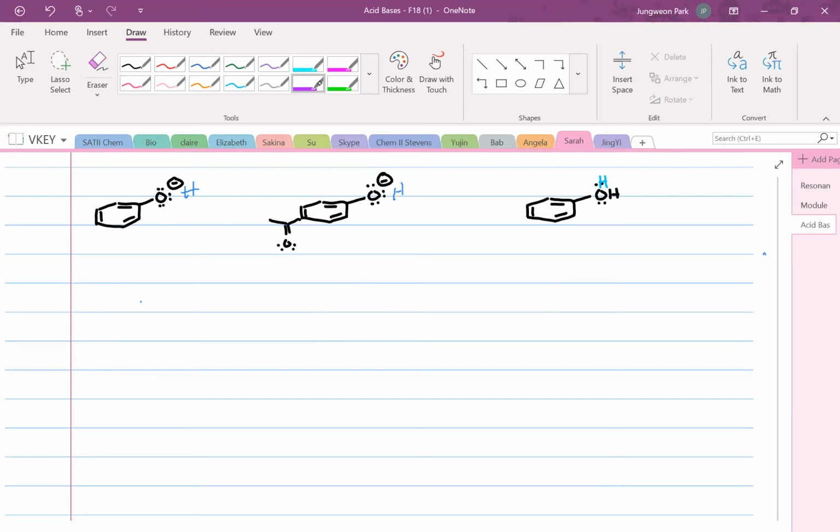Would this also be induction? These middle two? The first one would not be induction. Only the middle one would be induction because of that second oxygen. This would be the strongest acid. That would be the strongest acid, yeah, making it the weakest base. Correct. Weakest base. And then these two.